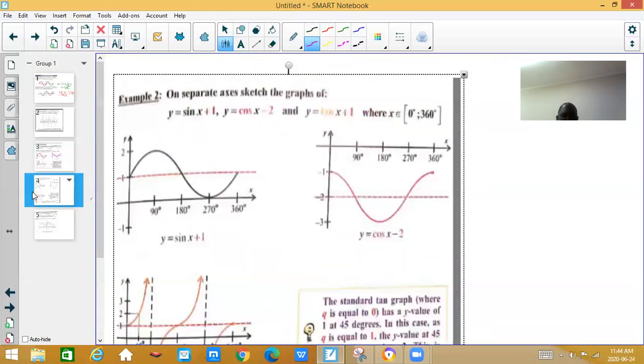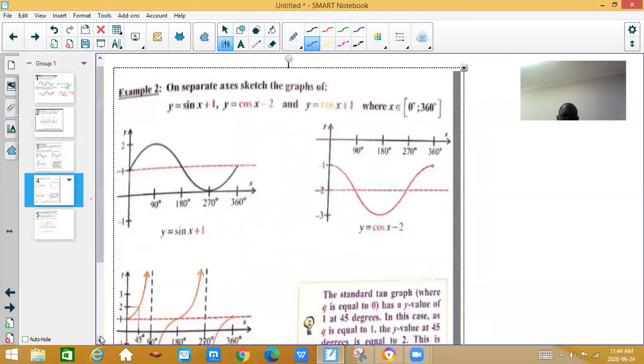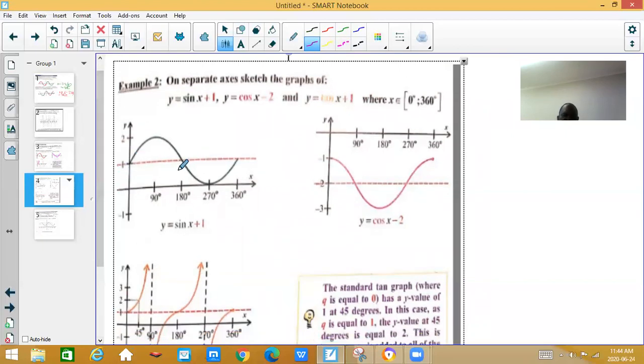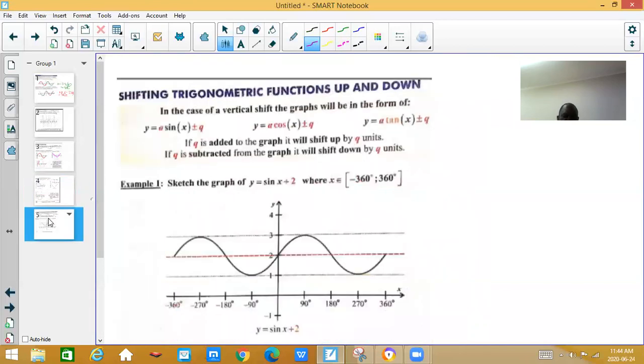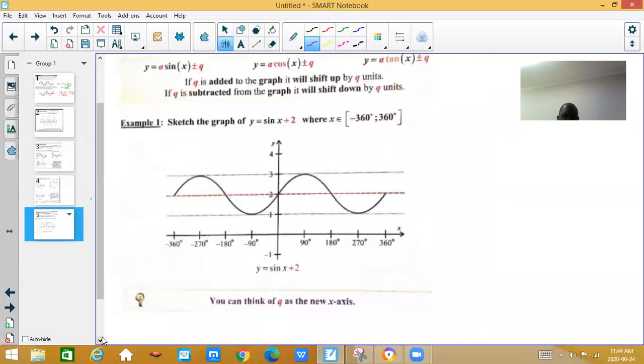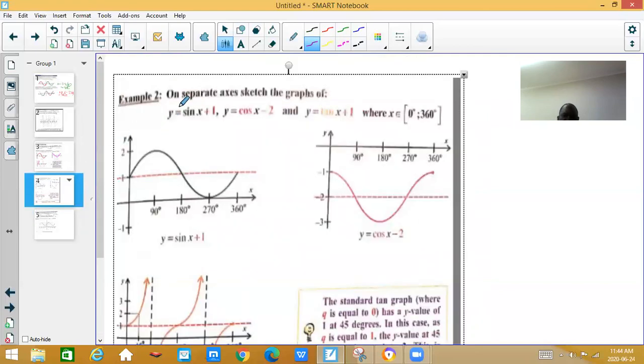Now, please, on this one which we are working on, we are actually looking at, right, let us look at shifting of graphs. No, it's not shifting of graphs. Now, on a separate axis, sketch the graphs, because now this one is on shifting of graphs.